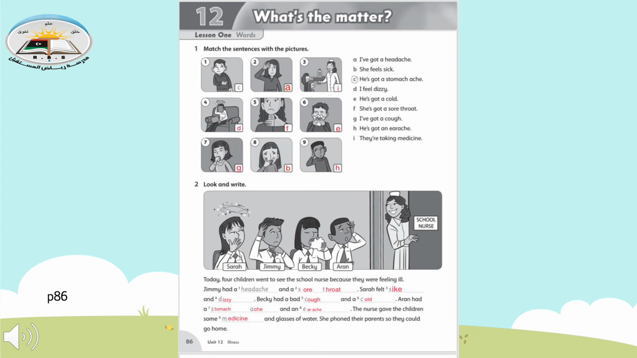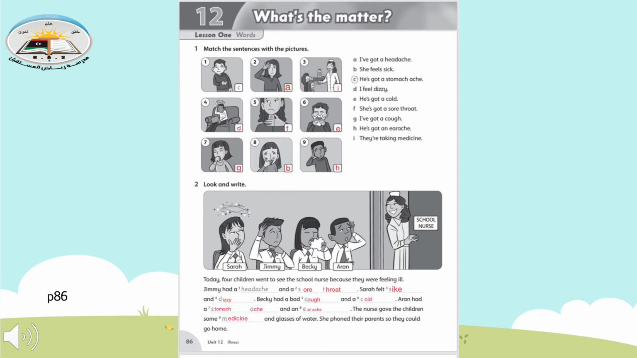Picture number 5 matches with F. She has got a sore throat. Picture number 6 matches with E. He has got a cold. Picture number 7 matches with G. She has got a cough. Picture number 8 matches with B. She feels sick. Picture number 9 matches with H. He has got an earache.